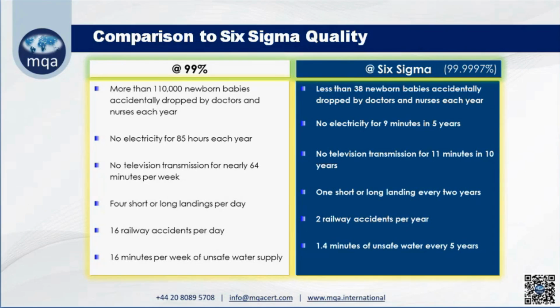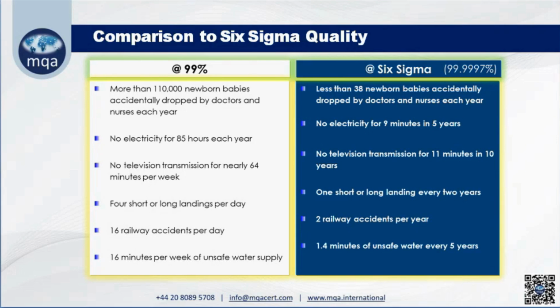No TV network transmission for 64 minutes per week, versus no TV transmission for 11 minutes in 10 years. Then 4 short or long landings per day. When aircraft land, they may on average have 4 short or long landings in a day. Compared to that, Six Sigma means 1 short or long landing in 2 years. So from 4 per day to 1 in 2 years.